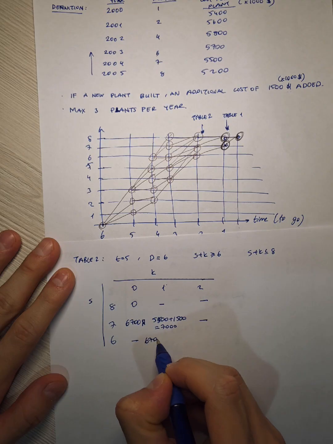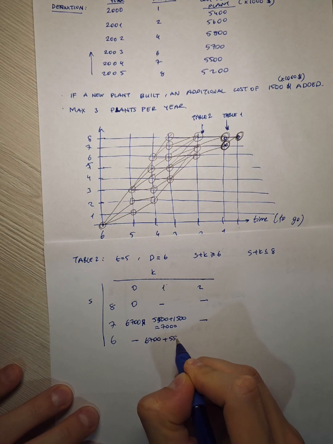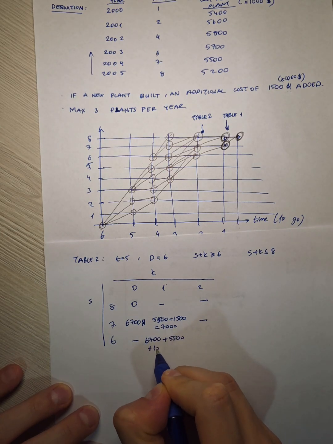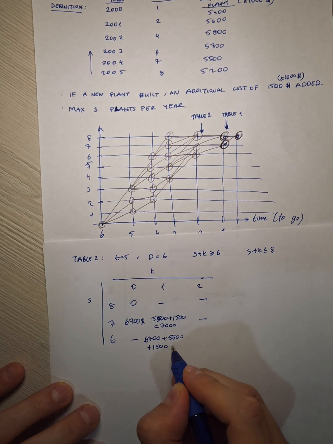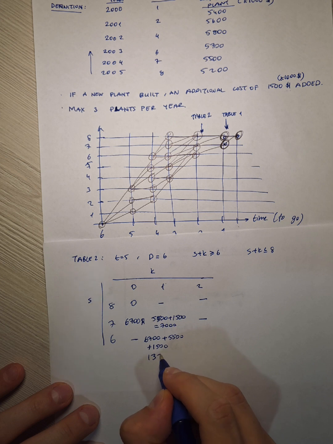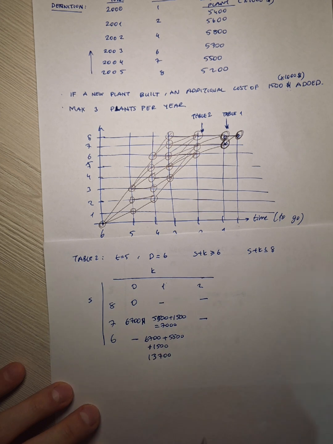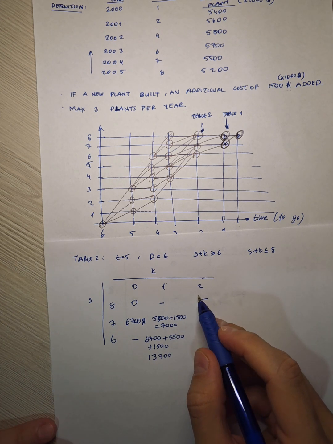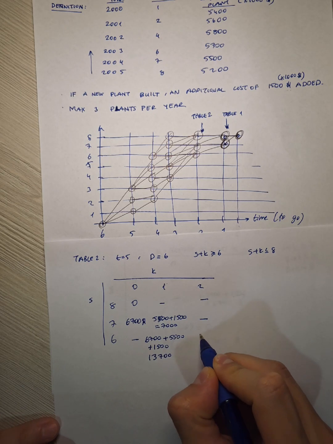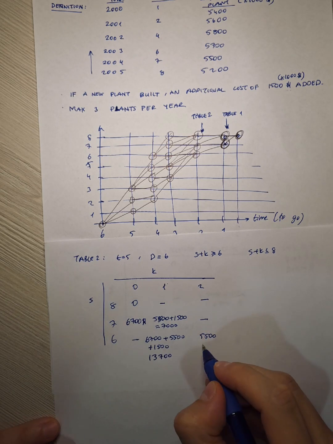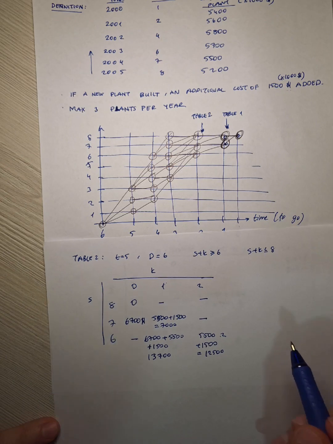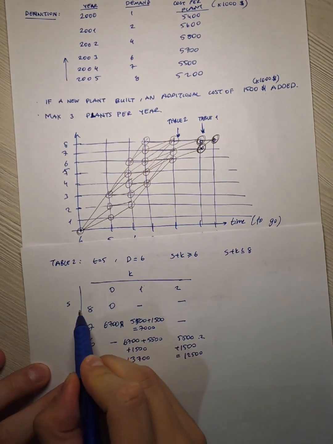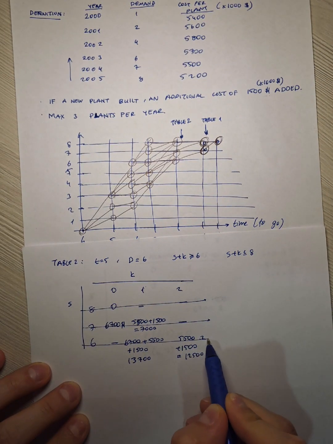So 6,700 plus 5,500 plus 1,500. So 13,700. Or we can directly build 2, which is 15,500 times 2 plus the one-time cost, 12,500. Okay, so we will minimize each.